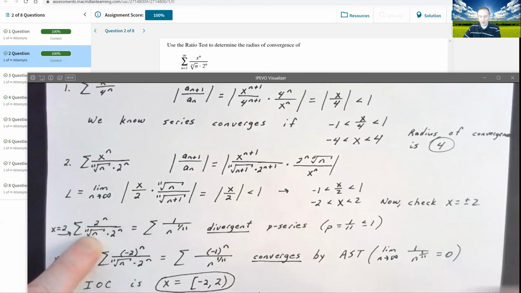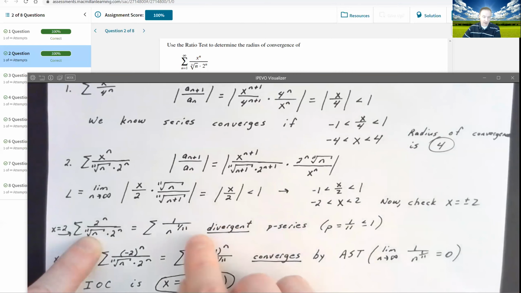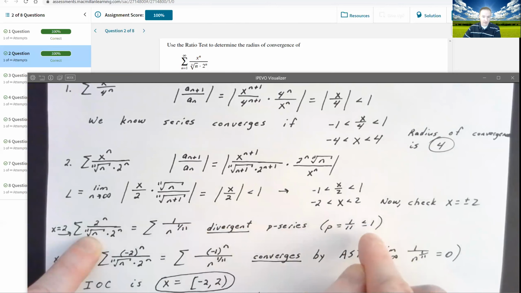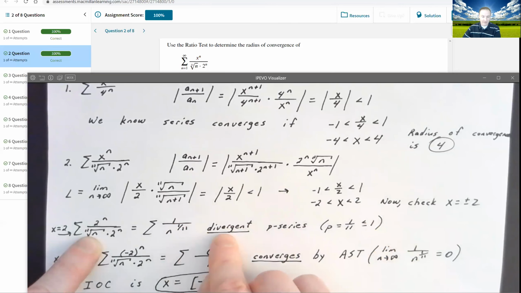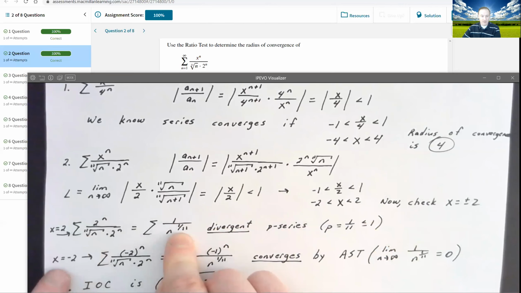I know exactly what happens with that because it is a divergent p-series. Please remember, the p-series converges only if the value of the exponent in the denominator is greater than 1. Anytime it's less than or equal to 1, it's a divergent p-series. That fraction's not getting small quickly enough in order to not diverge. So I can say that's a divergent p-series.